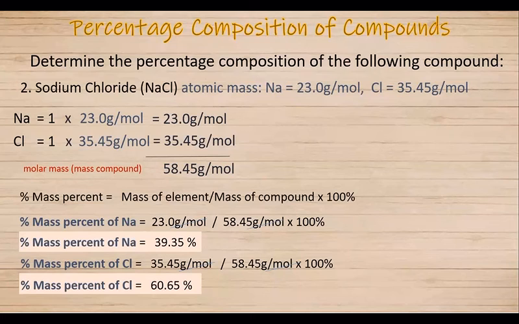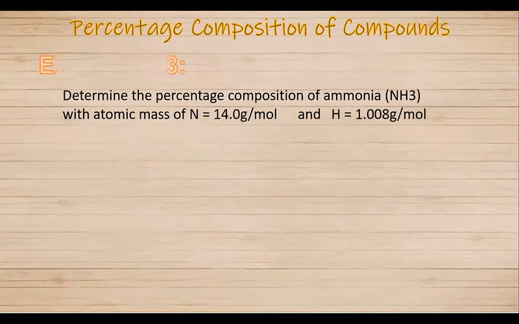We are now done with the discussions of calculations of percentage composition of compounds. It is now your turn. Answer exercise number 3 by determining the percentage composition of ammonia with the chemical formula NH3, with an atomic mass of 14.0 gram per mole for nitrogen and 1.008 gram per mole for hydrogen. You will have 3 minutes to answer it. You may pause this video and proceed to your computations and come back here after 3 minutes.